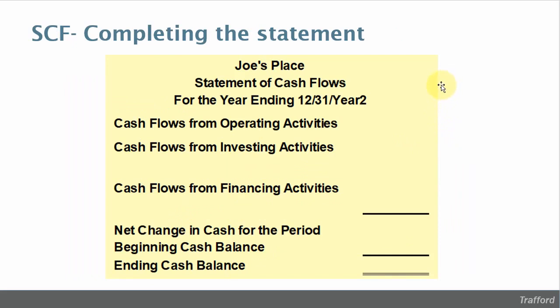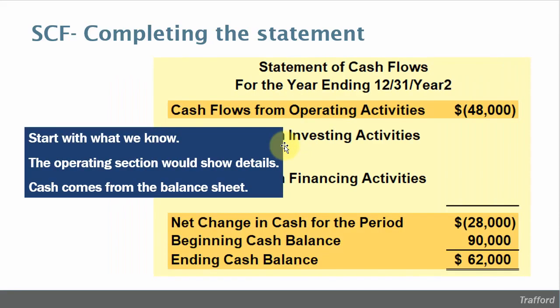Well, now let's go ahead and see if we can complete this statement. An actual statement would, of course, show you the details that we just looked at in the operating section here, either under the direct or the indirect method. We'll start with what we know. We knew the beginning and ending balance in cash. From those two numbers, it's easy to see that cash decreased during year 2 by $28,000. 62 minus 90 is that decrease of $28,000. We've also previously computed our operating activity cash flows to be a decrease of 48 grand.